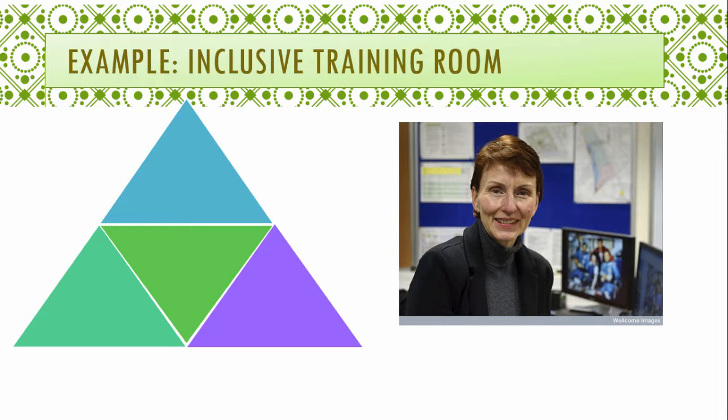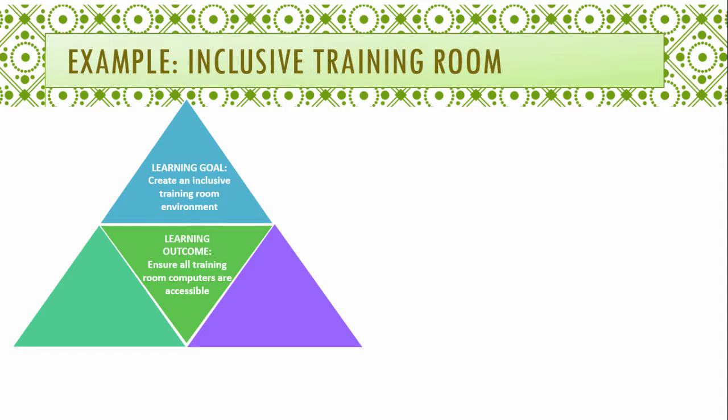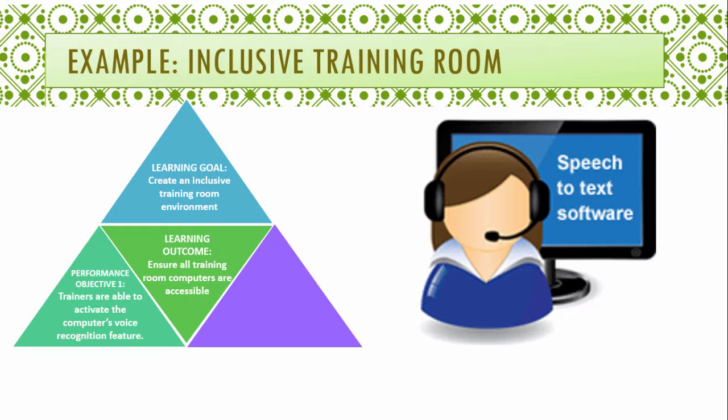She begins with the learning goal. Create an inclusive training room environment. Next, she develops one outcome. Ensure all training room computers are accessible. To support that learning outcome, she creates two performance objectives.